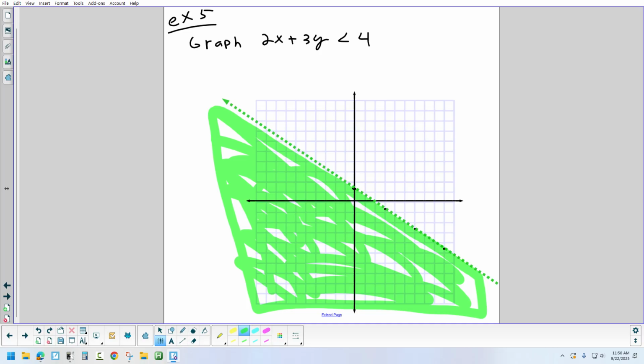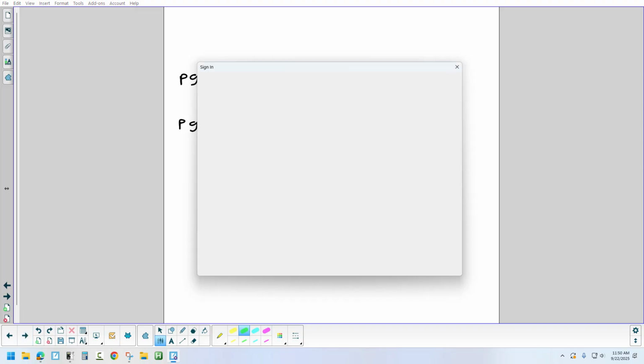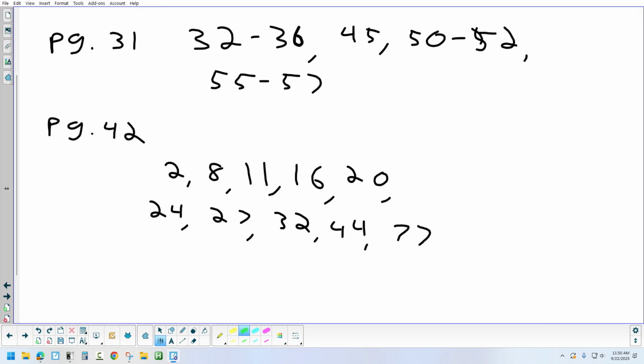All right, so that's 1.3, the second part, and then 1.4. Okay, you've got about 15 minutes left. The first part of the homework is on page 31. And then the second part with the y equals mx plus b and graphing inequalities, all that, that's page 42. So we'll go over that first thing tomorrow, and then we will take a look at 1.5.